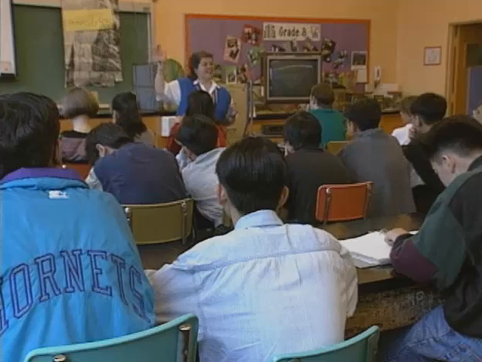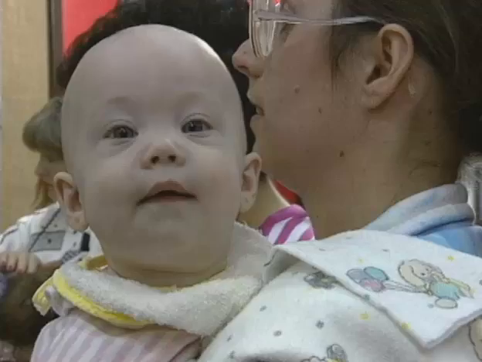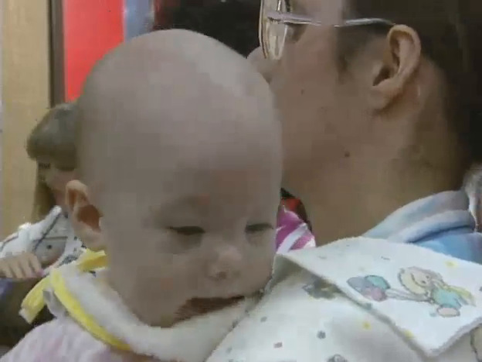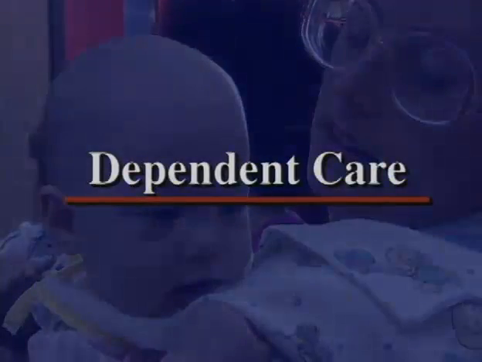A component of self-care deficit nursing theory is the understanding that family members do provide care for infants, children, and dependent adults. And this care may vary in quality and quantity. And the name that has been attached to this form of care is dependent care.